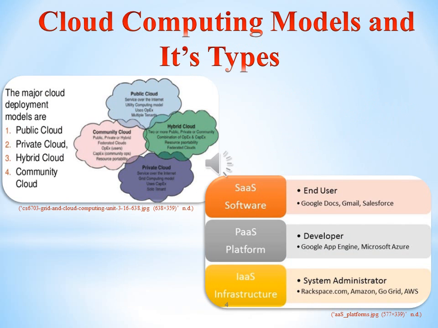Cloud computing is based on four models, which are public, private, hybrid, and community. They are all available in the market. The public cloud is owned and operated by the cloud service providers such as Amazon Web Services. A private cloud can be operated solely by the organization, and it can be operated by a third party as well.